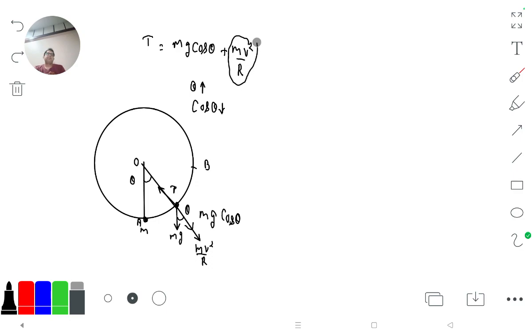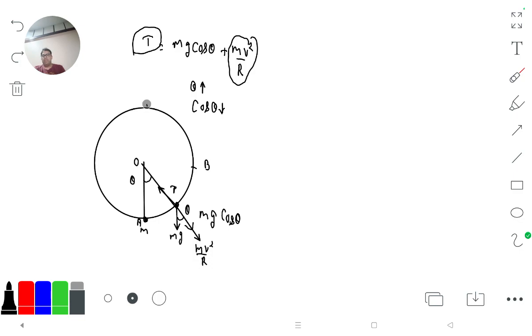So we can say that whenever we move from point A to point B, both this term and this term will decrease. Therefore, tension will also decrease. But keep in mind that in this particular quadrant AB, tension never becomes zero because both terms are positive. So in this quadrant, the particle can never leave the circle. The particle will leave the circle only when tension becomes zero. Since in this quadrant tension never becomes zero, the particle cannot leave the circle.